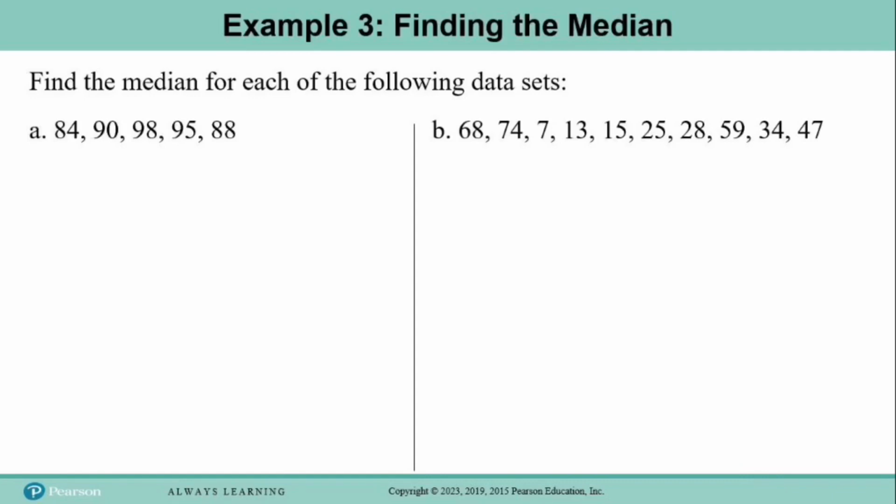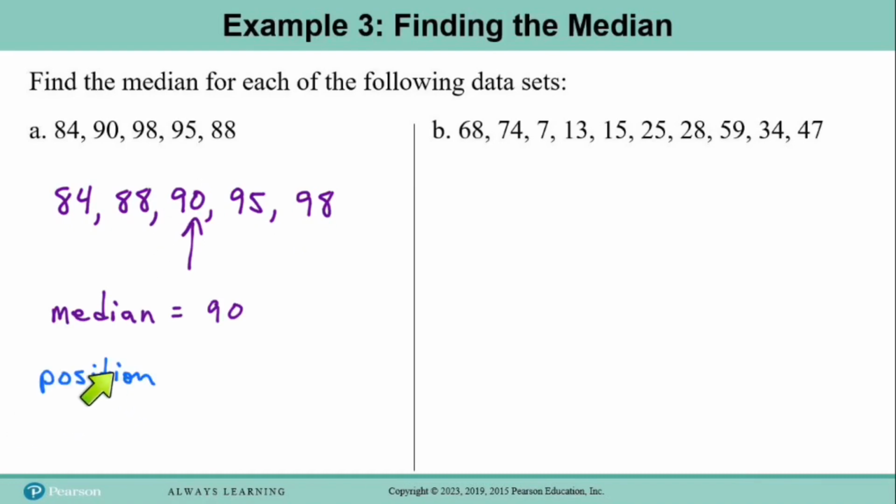So let's look at example 3 together, and here we are finding the median for each of these data sets. And remember that you can't find the median until the data are put in order from smallest to largest. So I'm just going to rearrange these numbers from smallest to largest. And now when I do that, you can see that we have 5 data values here, and the one in the middle is the 90. Notice there are 2 data values less than 90 and 2 data values more than 90. So 90 is the median.